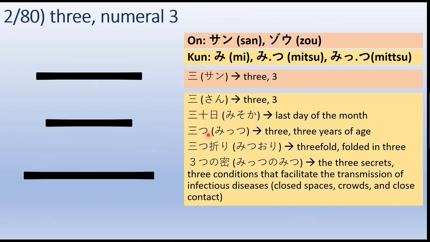Misoka. Similarly, we have Mitsu, that means 3 or 3 years of age. We have Mitsori, which is threefold or folded in 3. Then we have Mitsu no Mitsu, which is the 3 secrets or the 3 conditions that facilitate the transmission of infectious diseases. These are closed spaces, crowds, and close contact or physical contact.